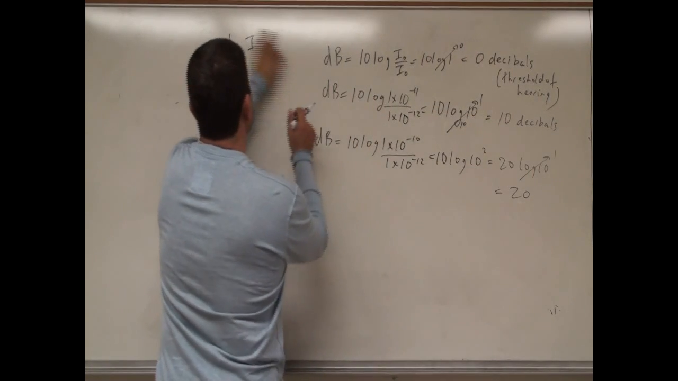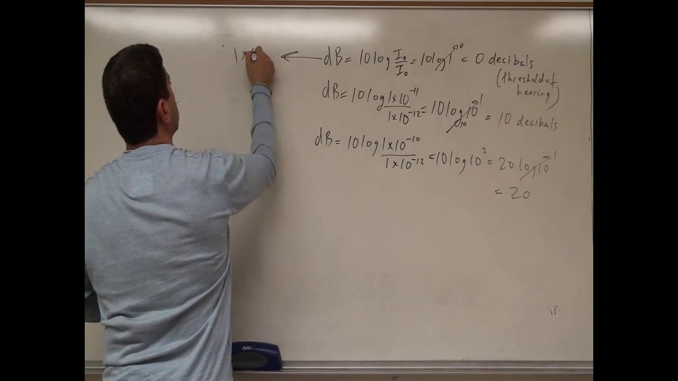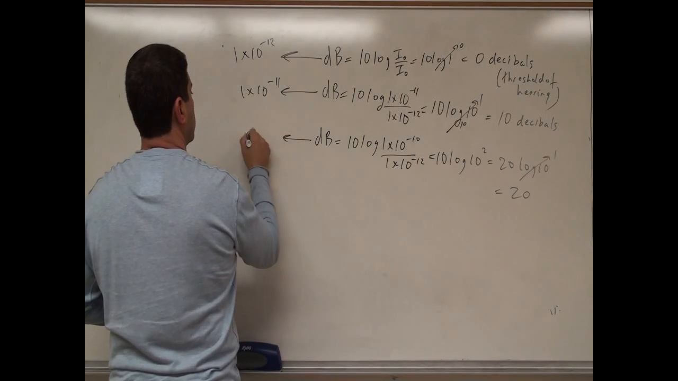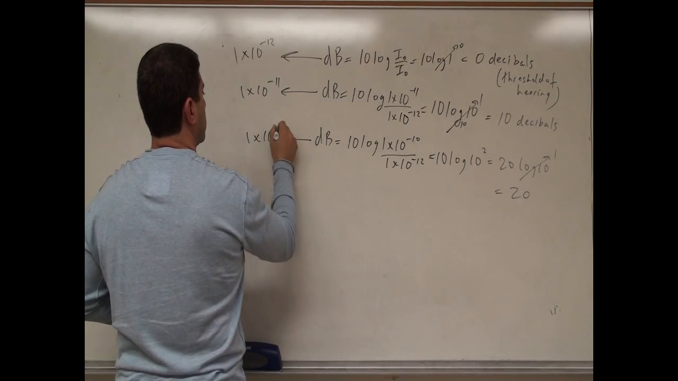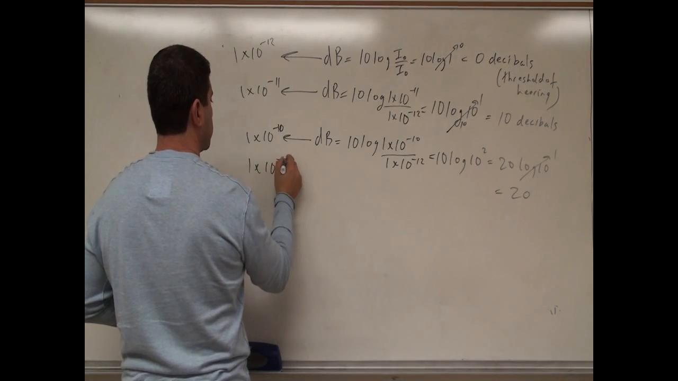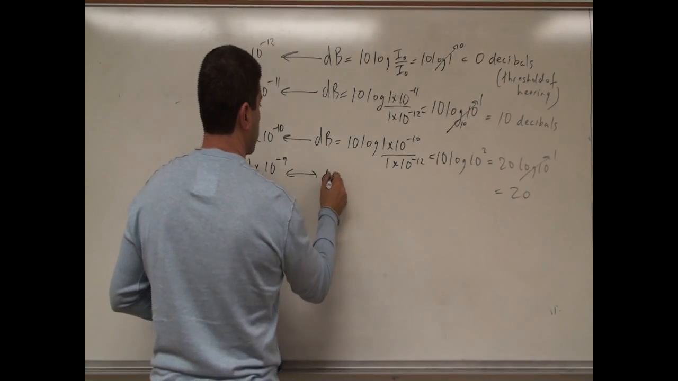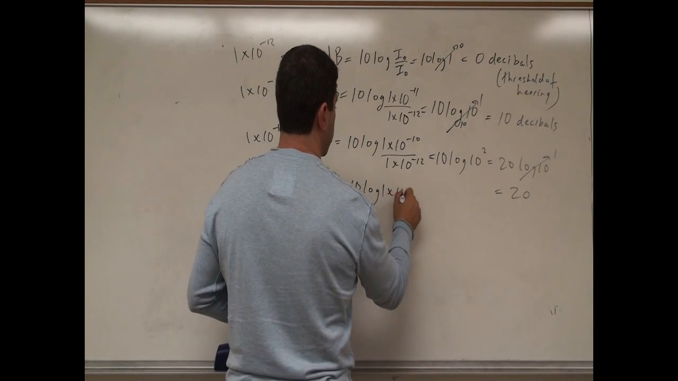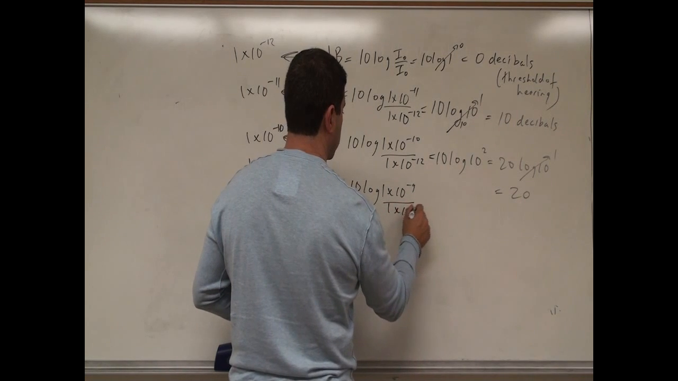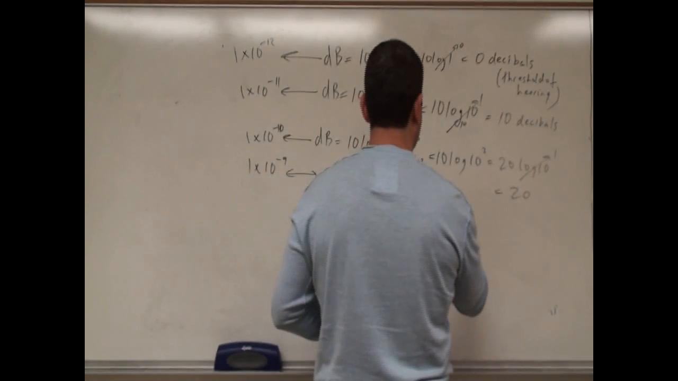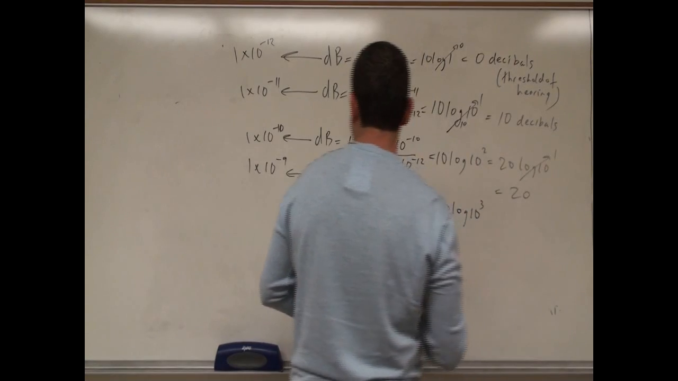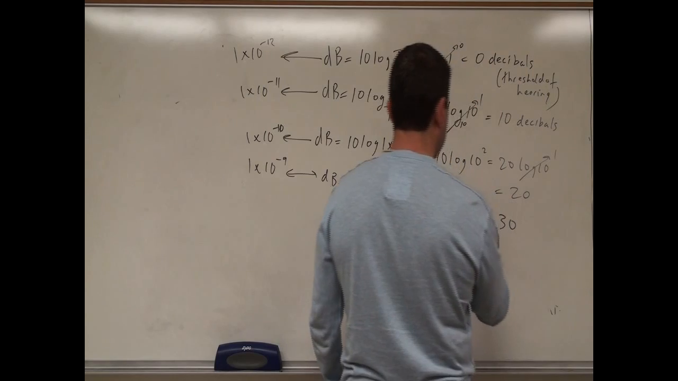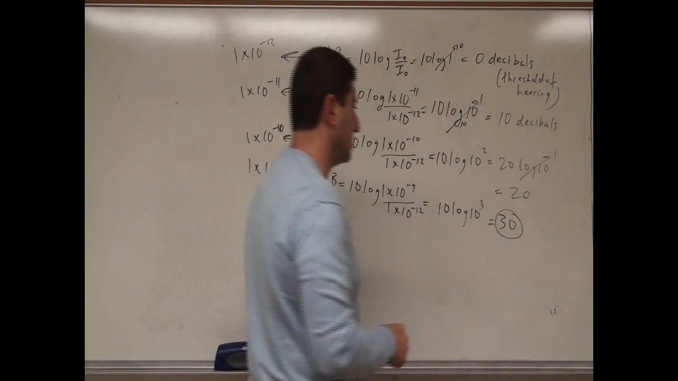So the intensity of this one was 1 times 10 to the minus 12, 1 times 10 to the minus 11, 1 times 10 to the minus 10. We'll do one more, 1 times 10 to the minus 9, and then we have 10 log of 1 times 10 to the minus 9 over 1 times 10 to the minus 12. So we're going to have 10 log of 10 to the third. 10 to the third is 1,000. Then the 3 is going to come down, make this a 30. Log of 10 is 1, so you're just going to get 30, right?